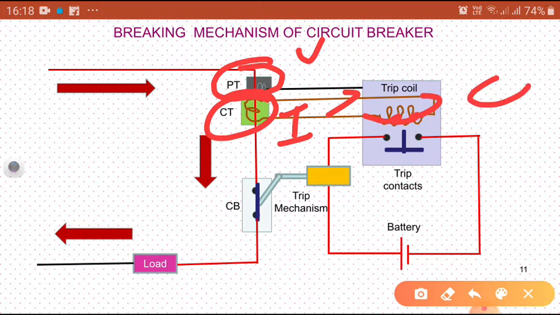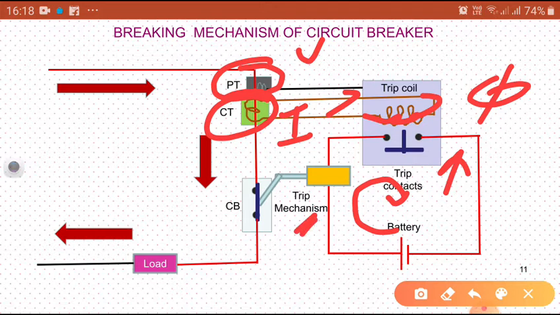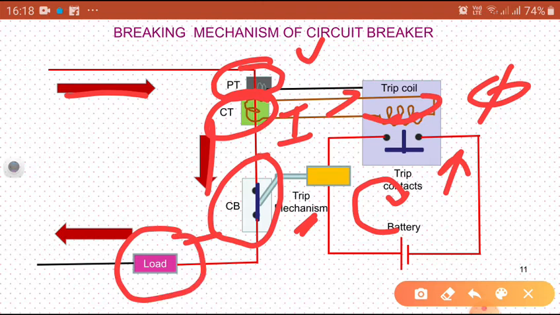It will generate some flux, and this flux is unable to pull the trip contacts to the closed position. Hence, the battery is not connected to the trip mechanism and it will not operate. It stays idle. The two contacts in the circuit breaker are in the closed condition, so whatever current is coming simply flows through the load circuit under normal condition. This is the mechanism under normal condition.